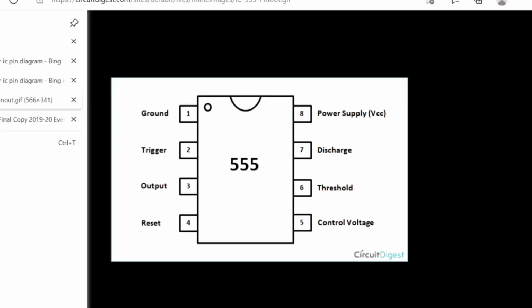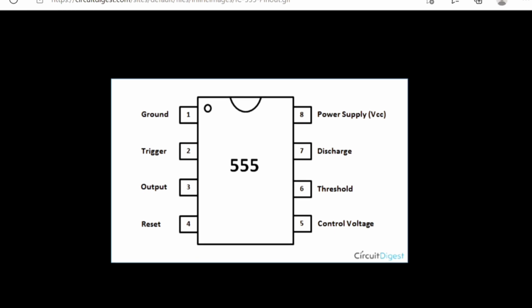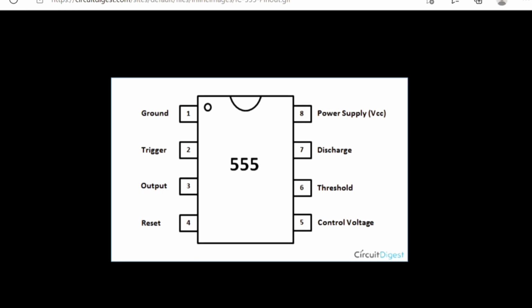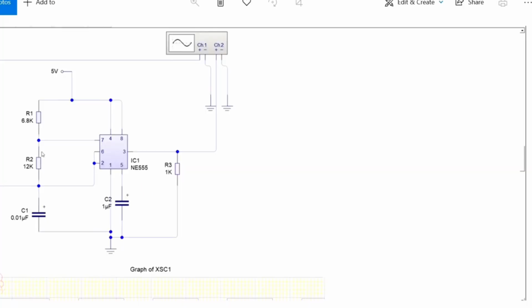Before entering the topic, let us refresh the pin diagram of the 555 timer. To identify the pins of this timer IC, look at the top view with the curvature at the top. From the left side there is one circular shape, which identifies pin number 1. So 1 is ground, 2 trigger, 3 output, 4 reset, 5 control voltage, 6 threshold, 7 discharge, 8 power supply VCC.